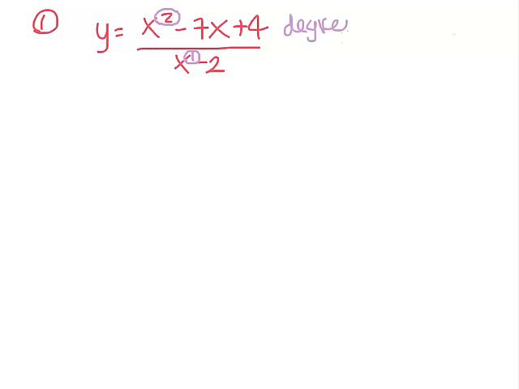Example 1, y equals x squared minus 7x plus 4 divided by x minus 2. So if we compare the highest degrees, the numerator has a highest degree of 2, while the denominator has a highest degree of 1. Remember that anytime there is no exponent on a variable, automatically it's a 1. So in this case, the degree of the numerator is bigger than the degree of the denominator, so our rule tells us that we should divide.